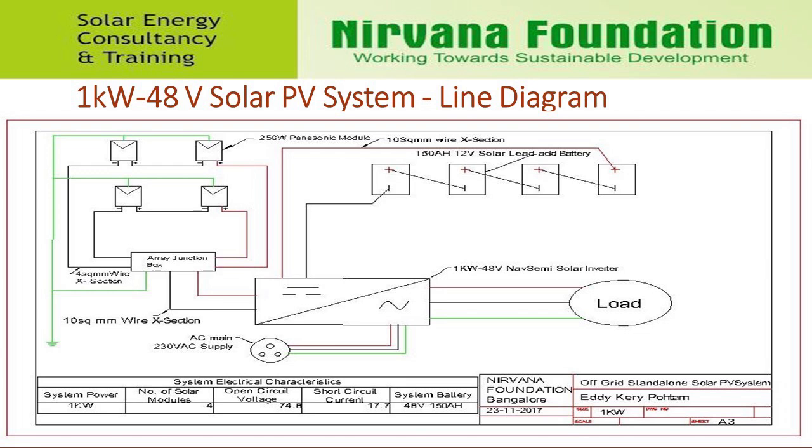Standalone solar PV system. We can see in the left corner, two panels are connected in series to form two strings. And the output of the strings are connected to the inverter through array junction box. 4 batteries connected in series store the energy and supply to load whenever required.